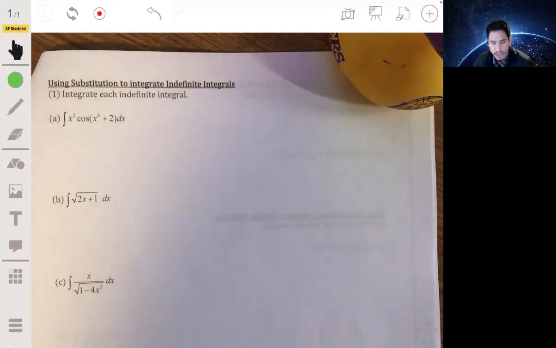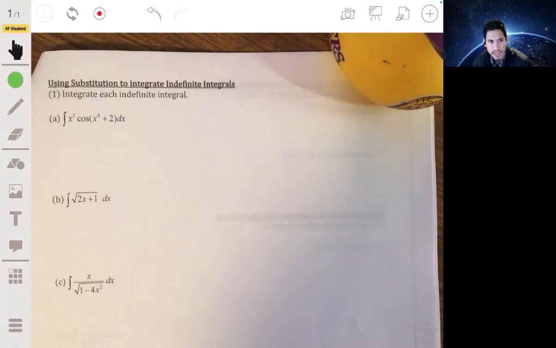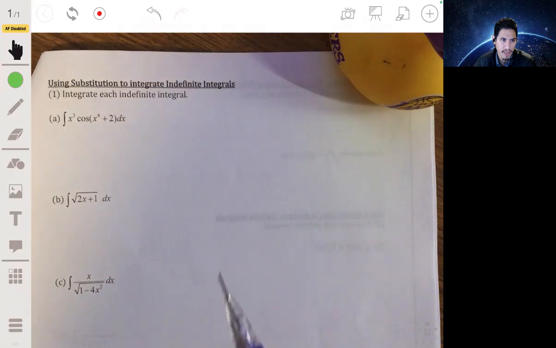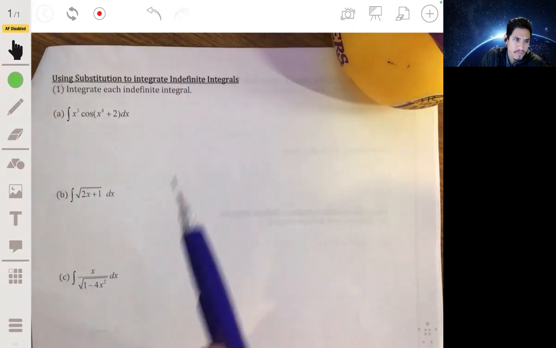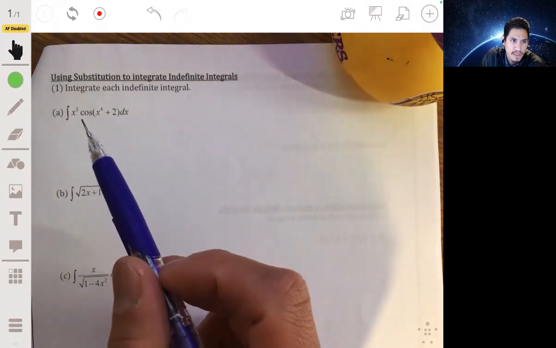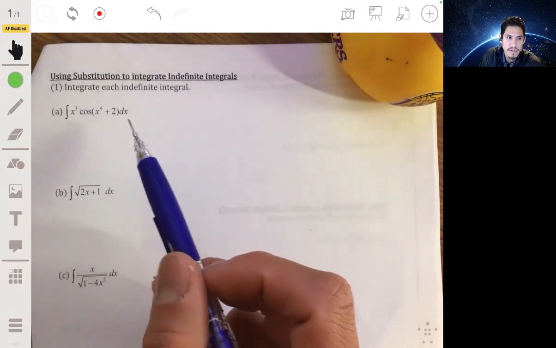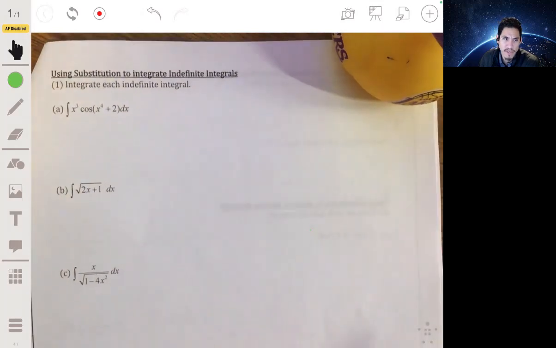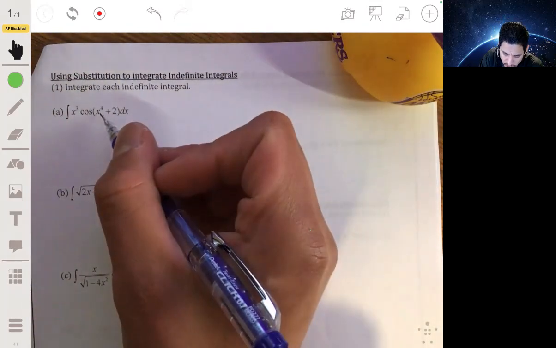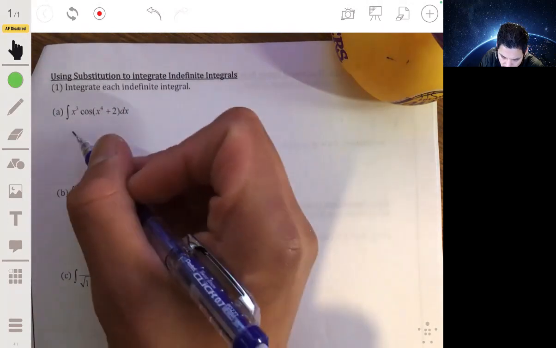Okay, so in this video, I'm going to go over some more examples of how we can use the substitution method to integrate some not so simple integrals. So let's look at this first one. Here we have the integral of x cubed times the cosine of x to the fourth plus 2 dx. So it's not obvious what the antiderivative is going to be. So what we're going to do is make u the x to the fourth plus 2.